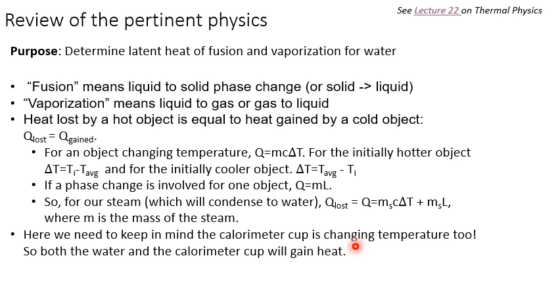So we need to keep in mind that the calorimeter cup is changing temperature too. So both of these things are going to gain heat, and we deal with that in our equations when we're equating Q lost and Q gained. I'm not going to solve the algebra of Q lost and Q gained here or write down the full equation for this particular situation, because it's in the lab handout. The lecture notes on this topic, in case this doesn't mean anything to you, go to lecture 22 on thermal physics, and that's where you can review this information about how you deal with heat and temperature changes and how you deal with latent heats.